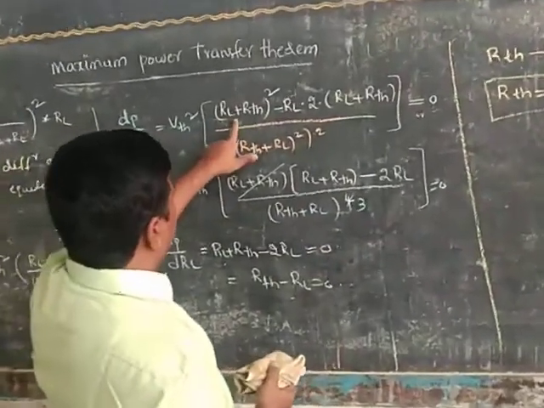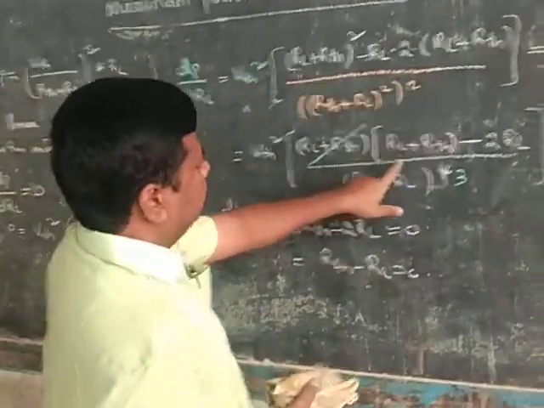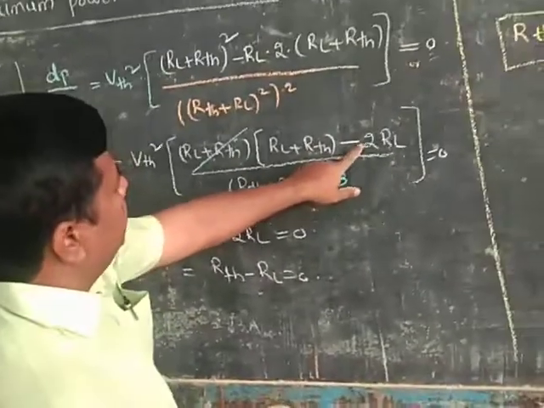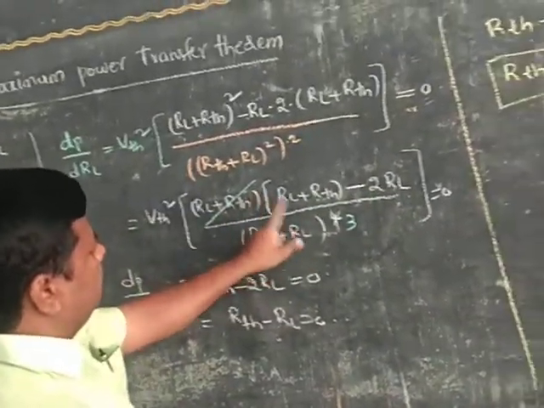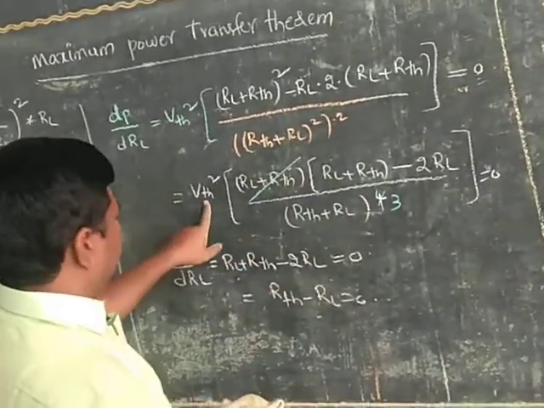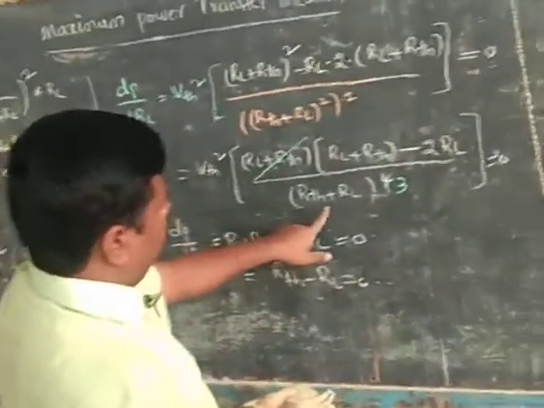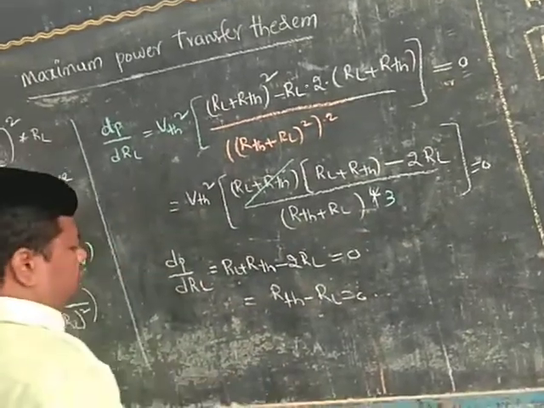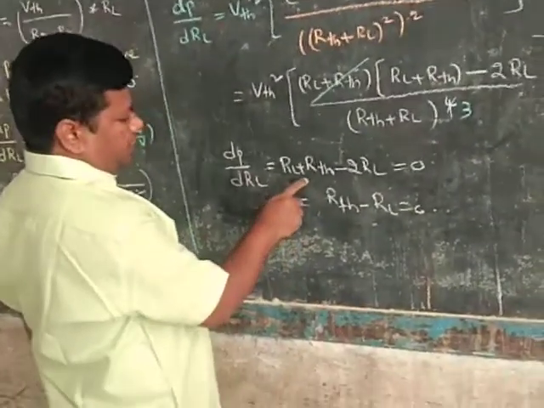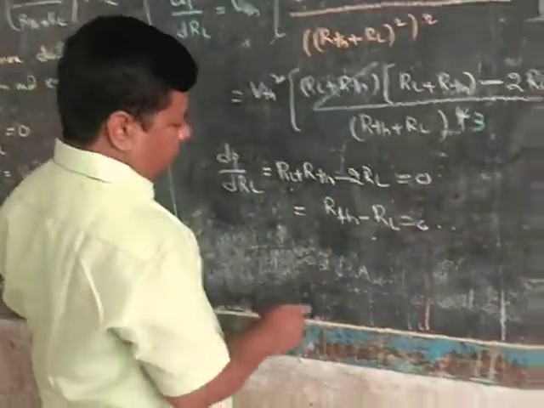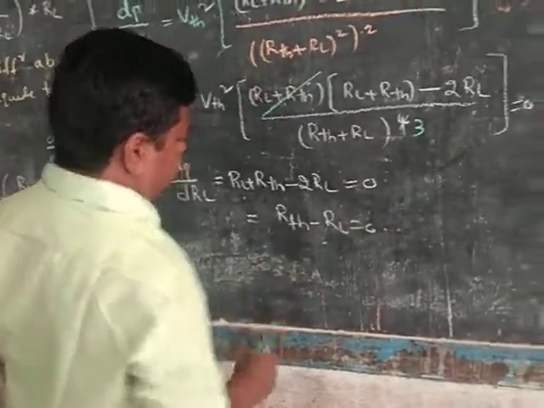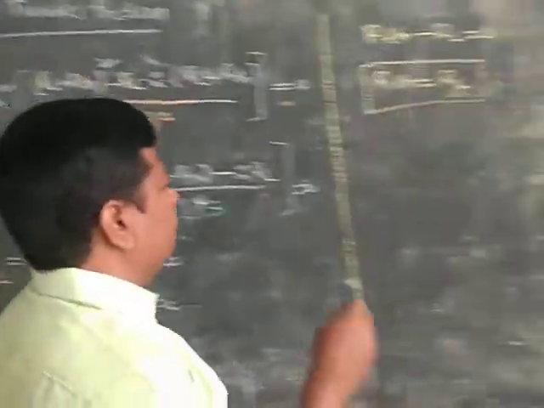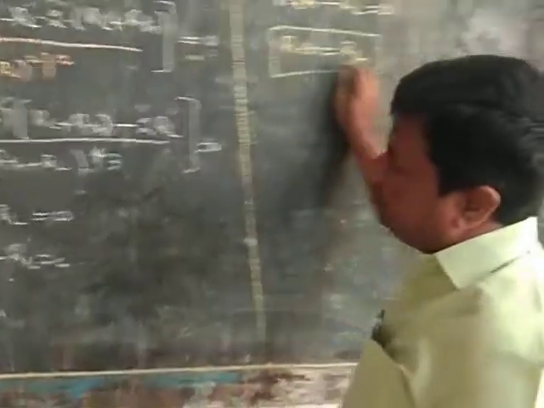Then take common here (RL plus R Thevenin), then remaining (RL plus R Thevenin minus 2RL), and cancel this, here power 4, here power 3. Then V Thevenin whole square and (RL plus R Thevenin) whole cube to the other side, that is equal to 0. Then the remaining one is RL plus R Thevenin minus 2RL equal to 0, so R Thevenin minus RL is equal to 0. Then R Thevenin is equal to RL.